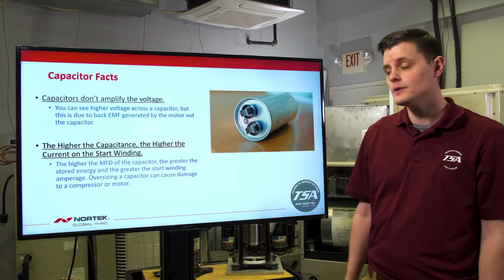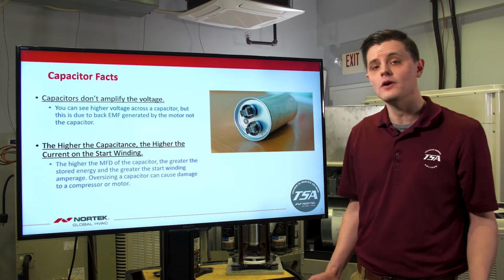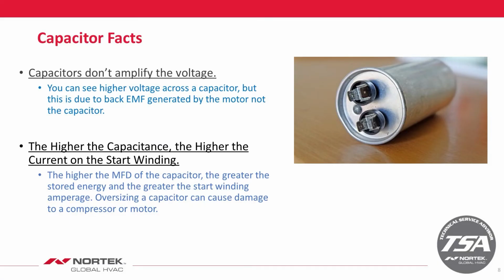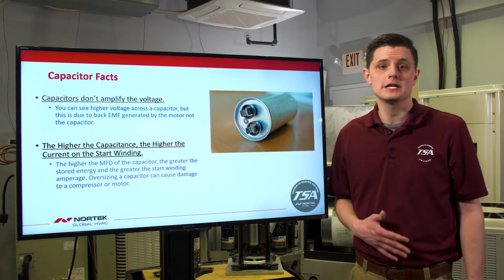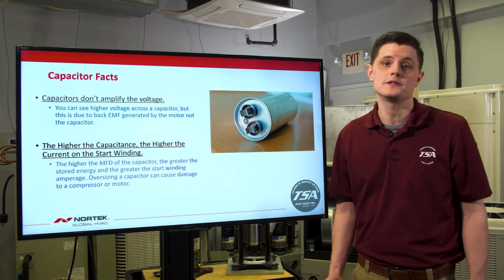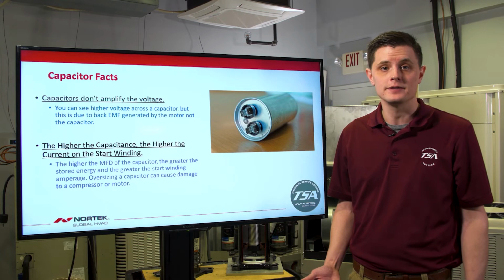The second thing that we want to take a look at is, the higher the capacitance, the higher the current on the start winding. The higher the MFD on the capacitor, the greater the stored energy and the greater the start winding amperage. Oversizing a capacitor can cause damage to a compressor or to a motor. So this is very important, that you want to make sure if you're replacing a capacitor, say on a condenser unit, you don't want to oversize that capacitor.